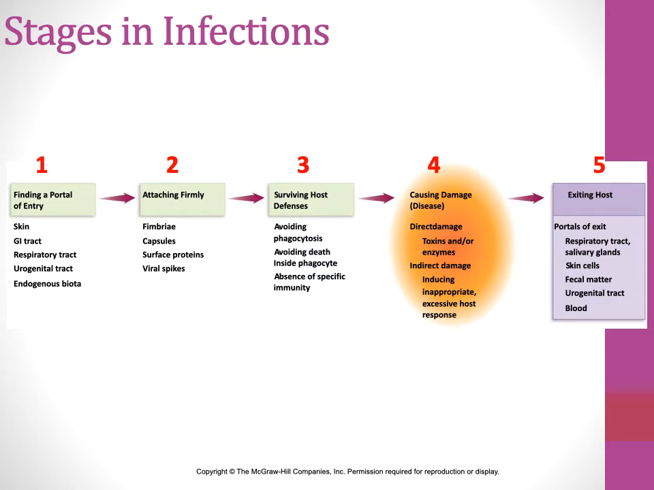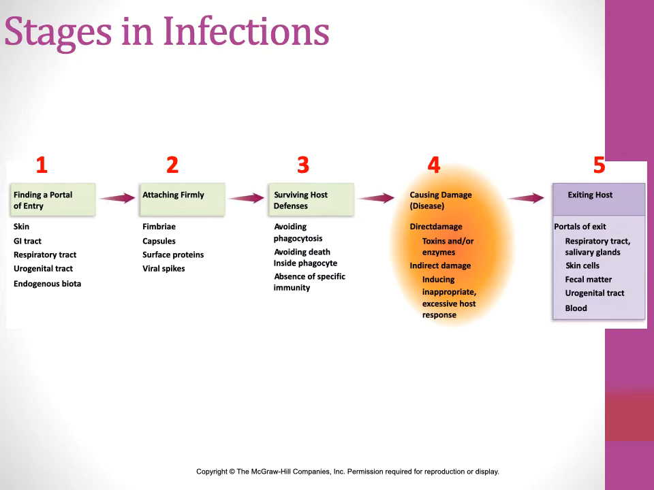Okay, once inside, it then has to attach firmly. So this is where it has those fimbriae, the glycocalyx, capsules, slime layers, surface proteins, or viral spikes that allow for attachment. And you then have to survive the host defense. So your host is trying to fight you. So you have to avoid phagocytosis, avoid dying inside of that phagocyte, and block antibodies from binding you. If you've made it successfully past this stage, now you can cause damage, which would be recognized as signs and symptoms of disease.